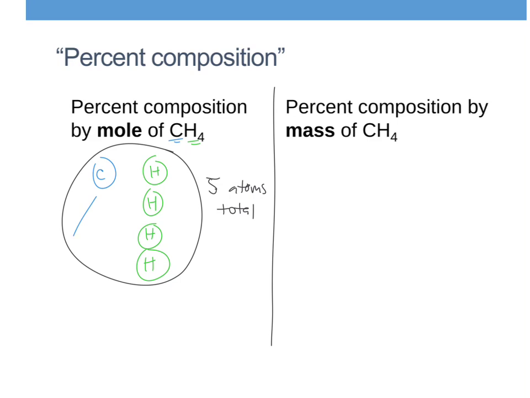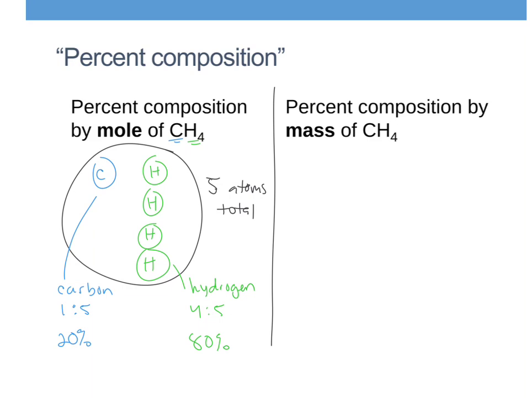Right, so if you're doing percent by mole for carbon, it's 1 of those 5 total atoms, or in other words, it's only 20%, right? By a mole or by a molecule, it's only 20% of the composition of methane. If you look at the hydrogens, they make up 4 out of the 5 of those total particles, individual atoms, or if you're looking at moles, and that means that they make up 80% of the total number of atoms, or the total number of moles of atoms in methane, if you have a mole of methane.